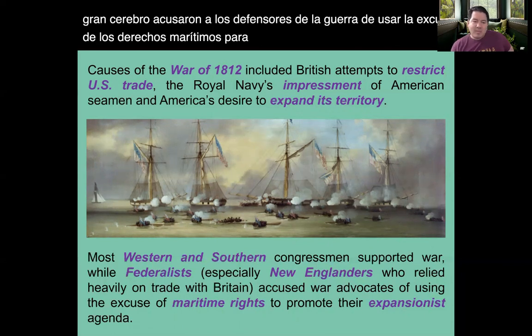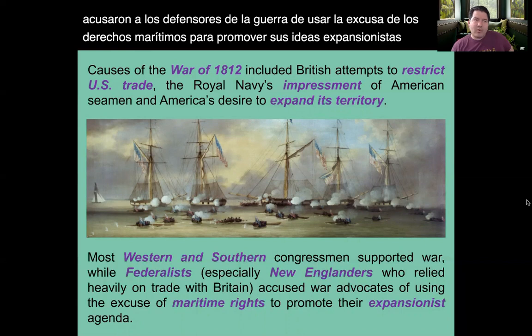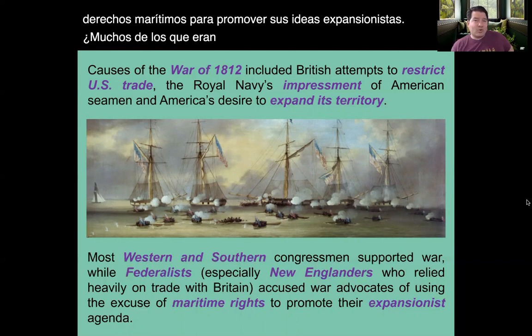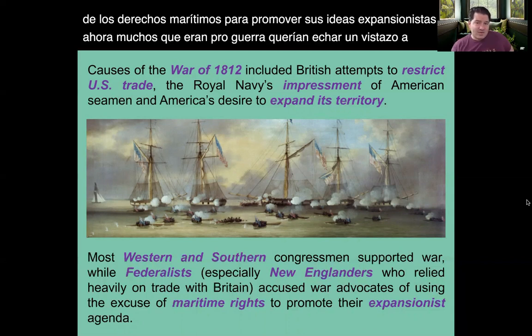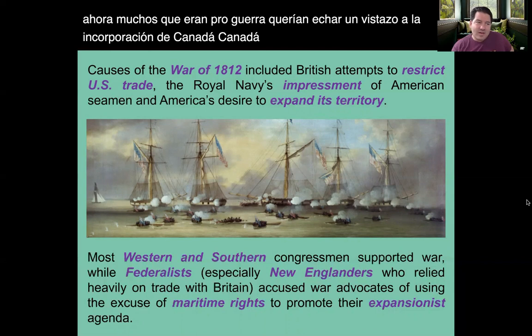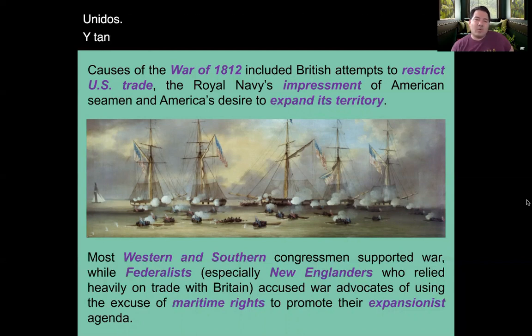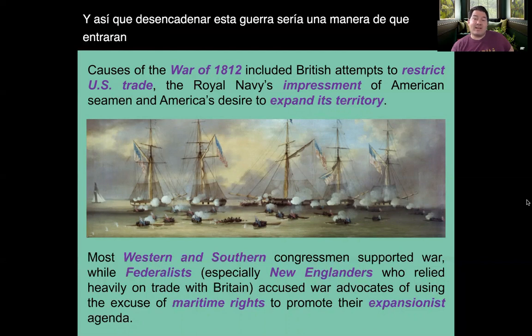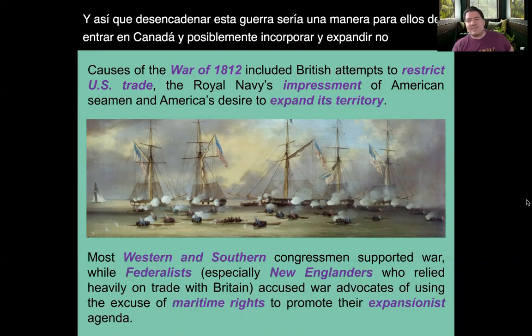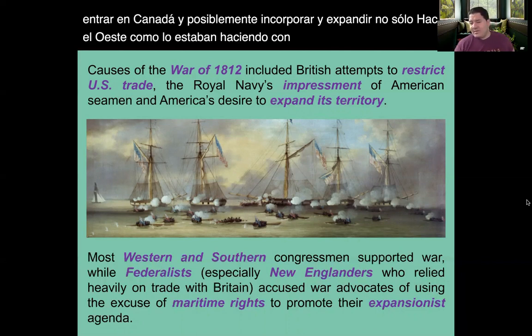Now, many who were pro-war did want to take a look at incorporating Canada, British Canada, into the United States. And so triggering this war would be a way for them to enter into Canada and possibly incorporate and expand not just west as they were doing with the Louisiana Purchase, but now north into Canada.